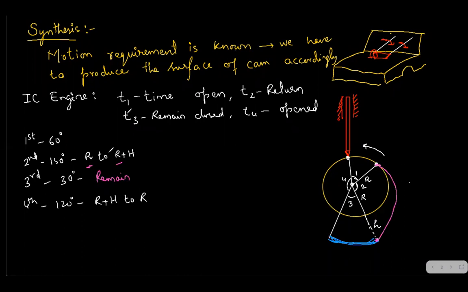Then finally, again, this fourth part. If you see, the fourth part is the return part. So from r plus h, it has to go to r. From r plus h to r, it means it is going to look something like this, till that position. Now here, you all must be having a doubt: how do I draw this line in this manner?